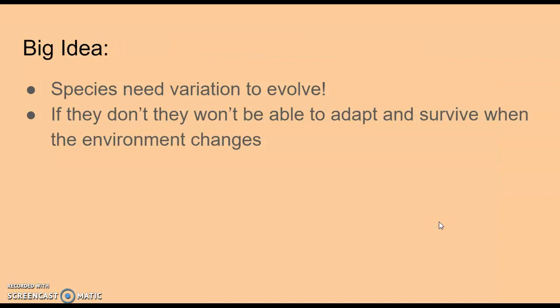So, big idea. Species need variation to evolve. If they don't, they won't be able to adapt and survive when the environment changes. We just discussed 4 methods of how species can develop their variation.